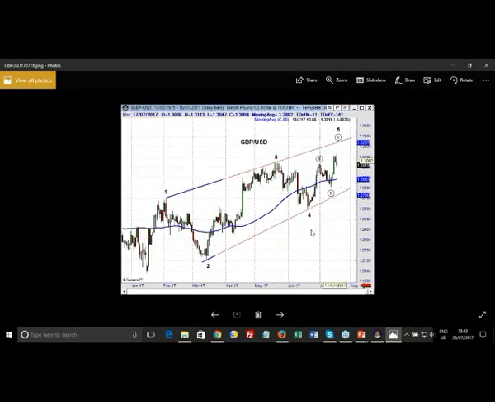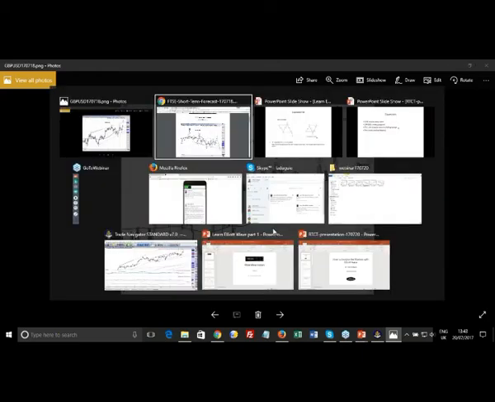Now this one is on the cable, and cable is moving up in 5 waves: 1, 2, 3, 4, and 5. But you can see that it's not an impulse wave. It's not an impulse wave because of wave 1 and wave 4. Look at wave 4. Wave 4 has overlapped wave 1. Wave 4 is below, so it's not an impulse wave. The alternative here is an ending diagonal. We call it ending diagonal.